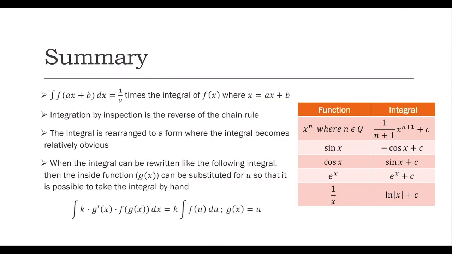So in summary, our integral of f of ax plus b dx equals 1 over a times the integral of f of u, where u is ax plus b. Integration by inspection is the reverse of the chain rule. The integral is rearranged to a form where the integral becomes relatively obvious. And when the integral can be rewritten like the following integral, then the inside function g of x can be substituted for u so that it is possible to take the integral by hand. So this here is substitution.